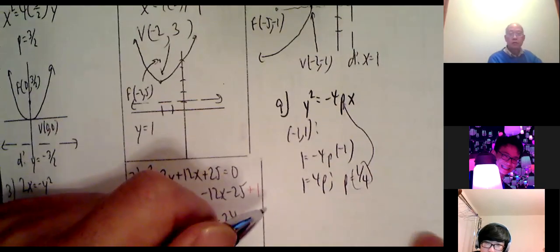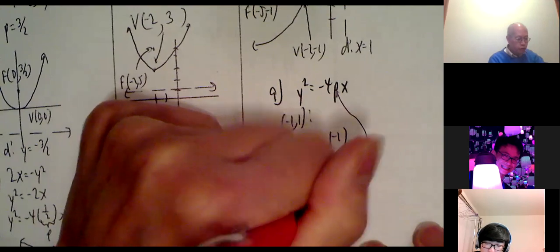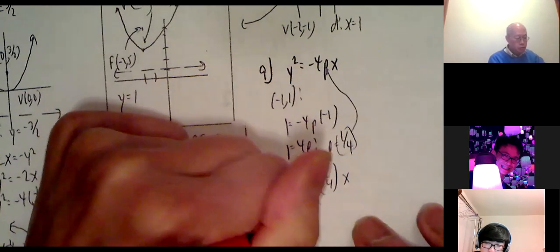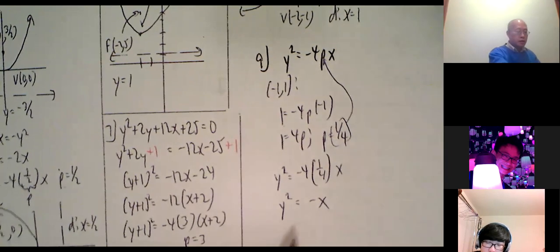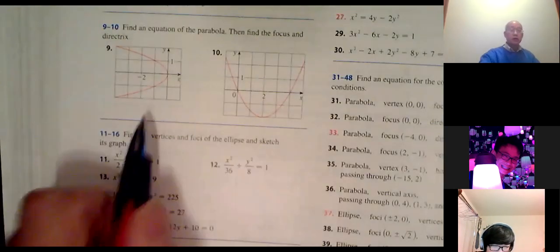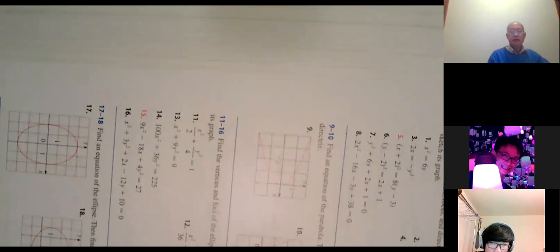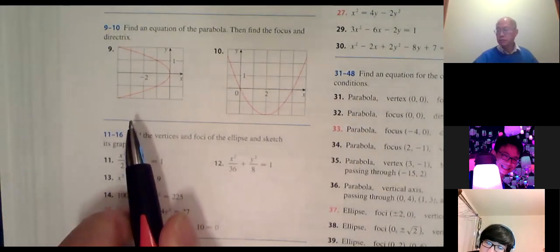Put that back here. Y squared equals negative 4 times 1/4 times x, which is just easily y squared equals negative x, or x equals negative y squared. So that's the equation of that parabola, which is actually y equals x squared just turned over 90 degrees. So in fact, if I just kind of turn the book, make it look like that, that would be y equals x squared. Turn it like that, x equals negative y squared.